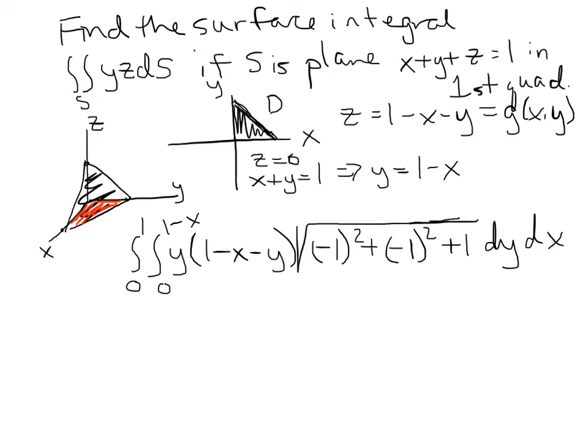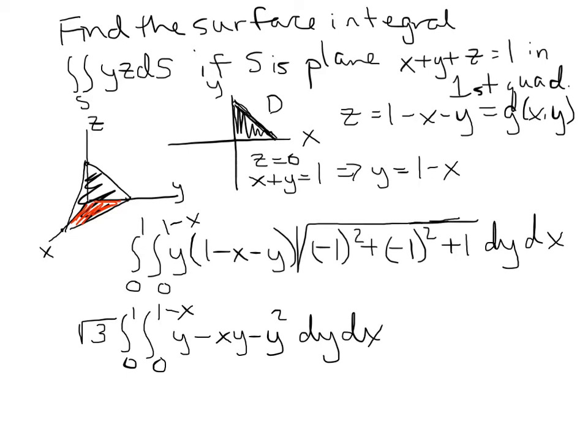All right, so if we simplify a little bit, integral from 0 to 1, the integral from 0 to 1 minus x. In order to integrate, we'd have to multiply through by y, so this would be y minus xy minus y squared. We've got a 1 squared, a 1 squared, and a 1, so this whole thing would be root 3. Let's stick that out in front. dy dx.